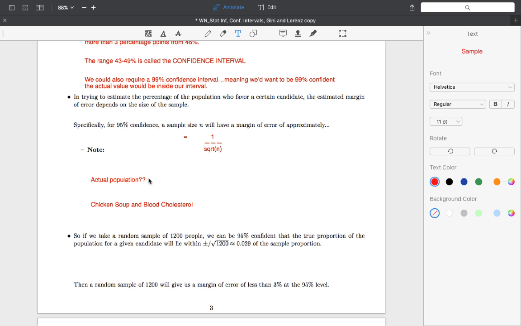So I want to make a note about this. Is the actual global population, the total population of whatever data we're collecting, involved in the computation for margin of error at all? No. And the reasoning we might give is that, think of chicken soup and blood cholesterol. Or let's just look at chicken soup for a second. If you are making 10 gallons of chicken soup, and you mix it well, and you're going to taste test it for the saltiness of your soup.